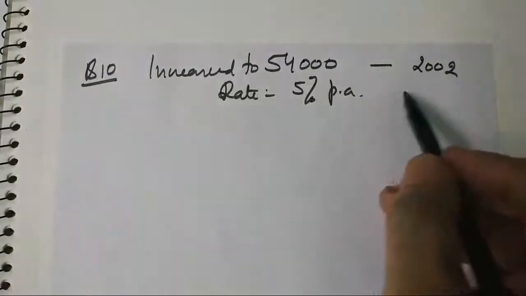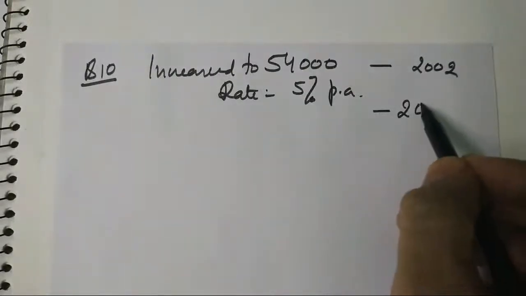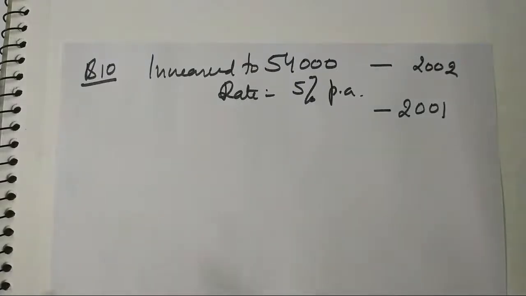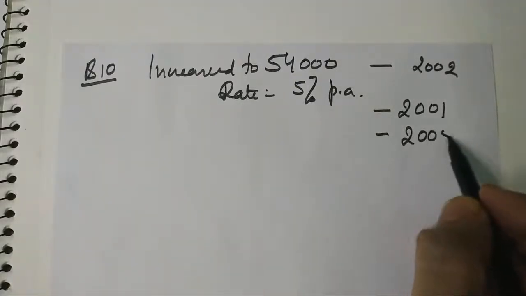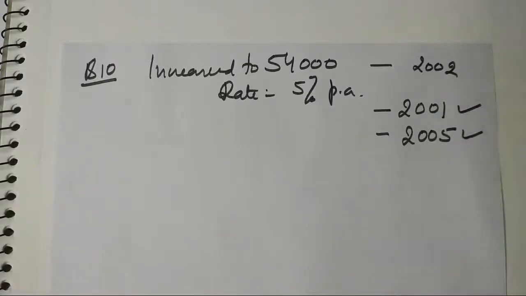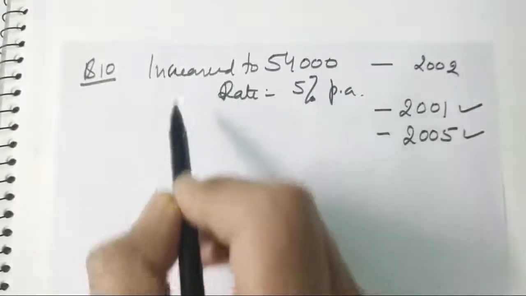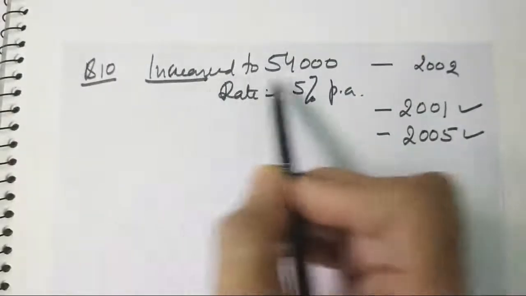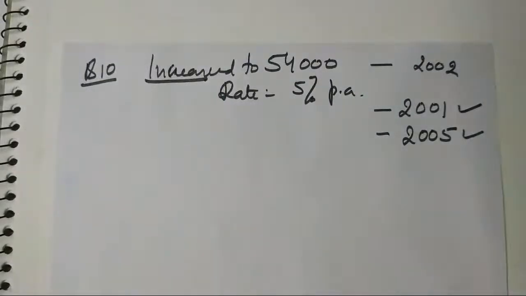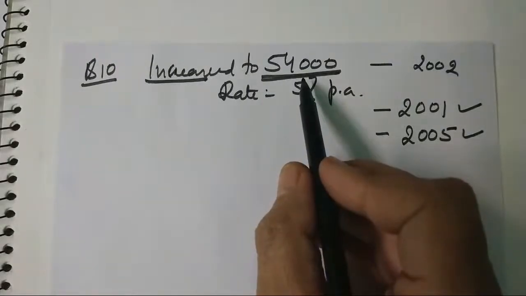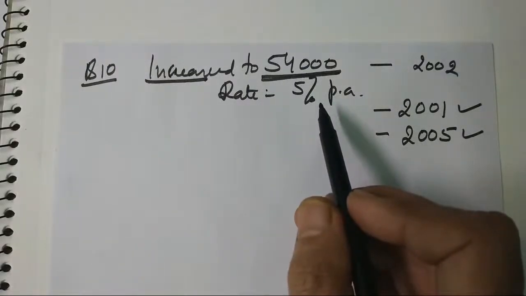Find the population in 2001 and also find the population in 2005. So two answers you have to find. It says the population of a place has increased and it has become 54,000. So you are using the amount formula in this, but the difference is that you will not write rupees, you will write number of people.